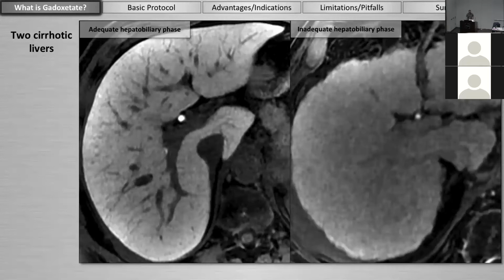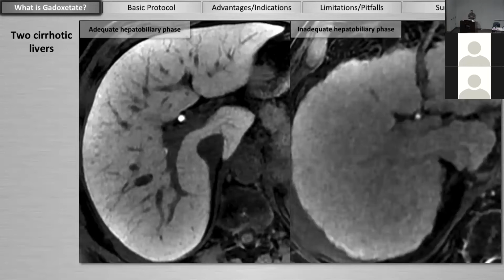Now, I know what some of you are thinking. You're saying, oh, wait a second. How can you say this liver is poorly functioning? Because look at that bile duct. That bile duct is so bright. So clearly, this liver was able to take the contrast agent out of the blood and spit it out into the bile duct. So why are you saying this liver is not functioning well?